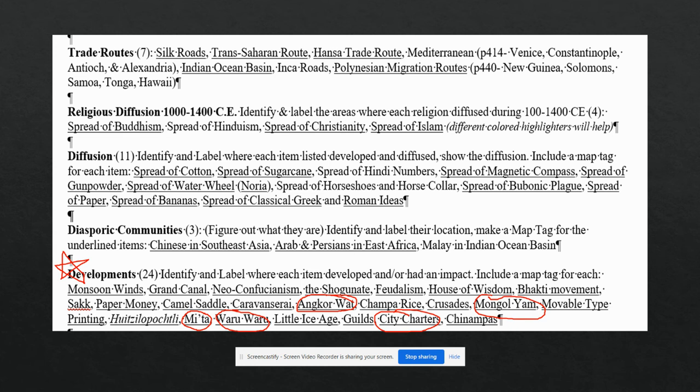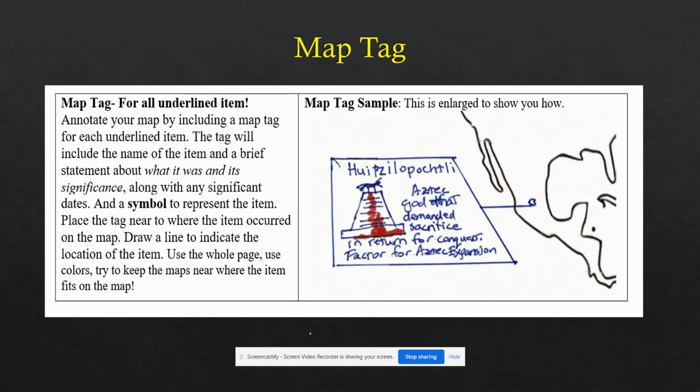So this one right here, developments. Put them in there. Think about that. This is the one you want to make sure you understand well. All right, here's a map tag. Here's what it looks like. So, a map tag for all underlined items. Annotate your map, including a map tag for each underlined item. So basically, you're making an annotated map.